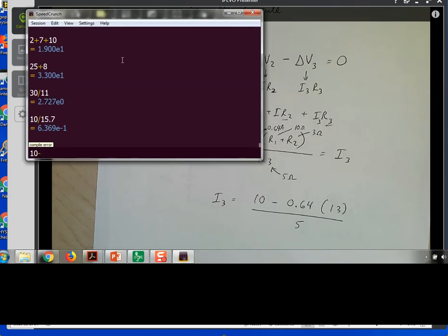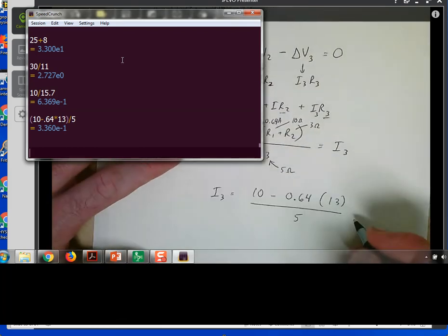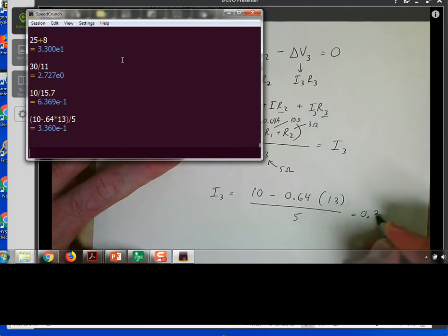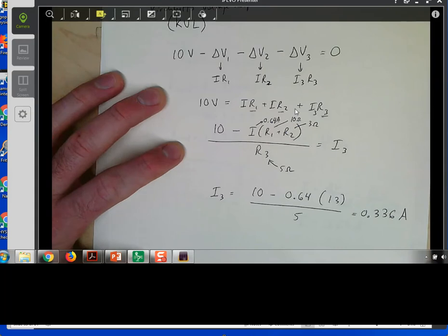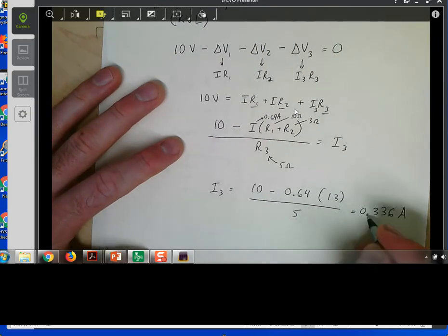10 minus 0.64, times 13, and we're going to use parentheses here to make sure we don't make any mistakes, divided by 5 gives me 0.336. So we have 0.336 amps is our SI unit for current. That means the number of coulombs per second. So about a third of an amp.